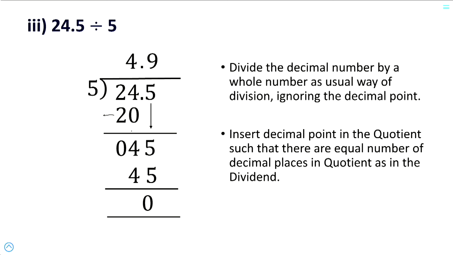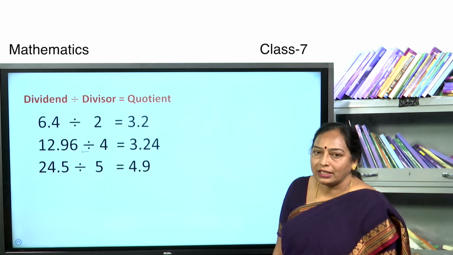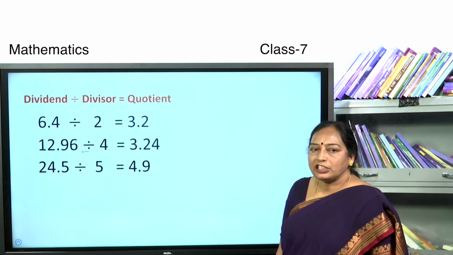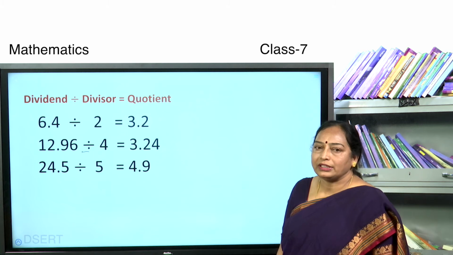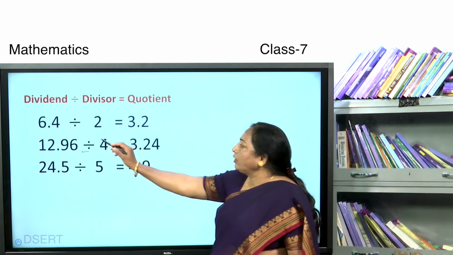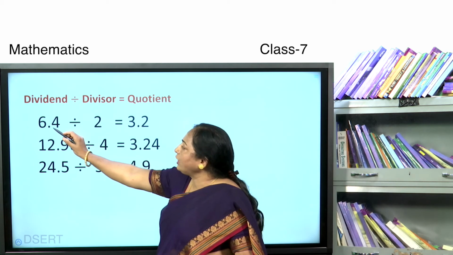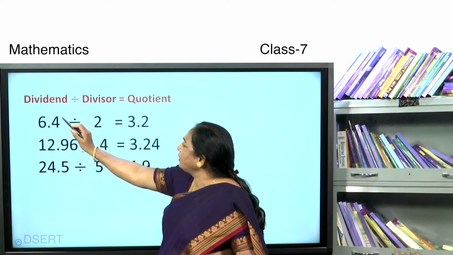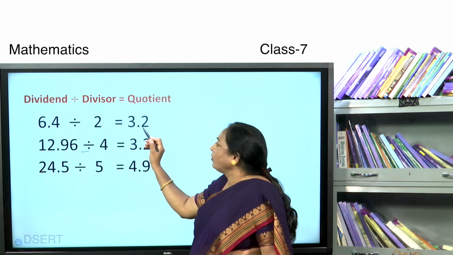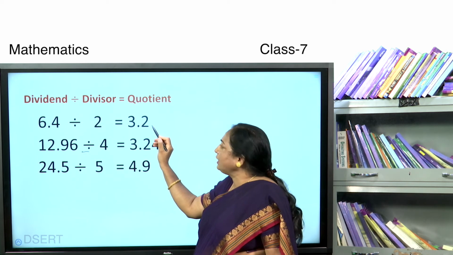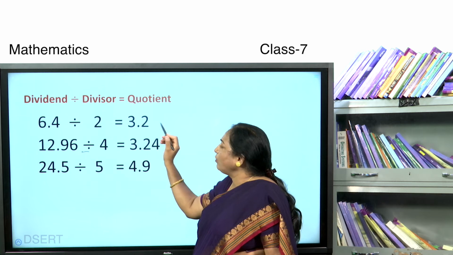Insert the decimal point in the quotient such that there are an equal number of decimal places in the quotient as in the dividend. Here, dividend divided by divisor is equal to quotient. 6.4 divided by 2 is equal to 3.2. One digit after the decimal point in the dividend, so in the answer also we will get one digit after the decimal point.